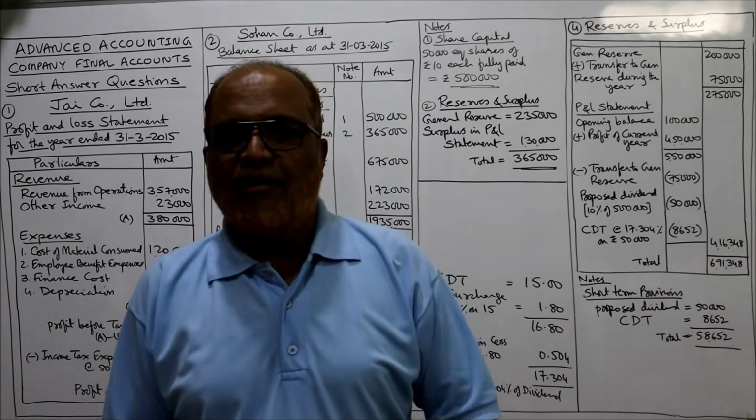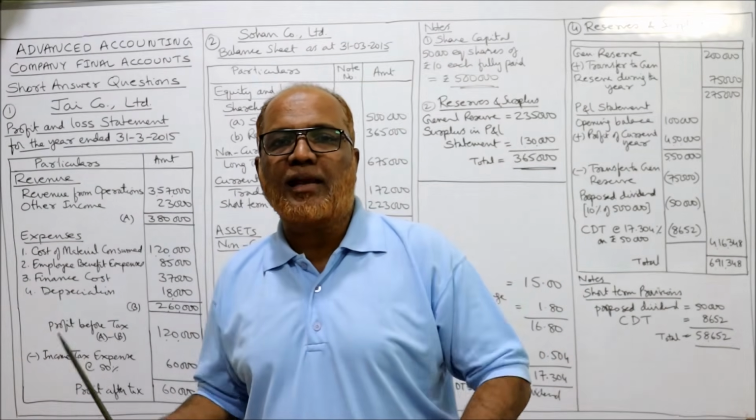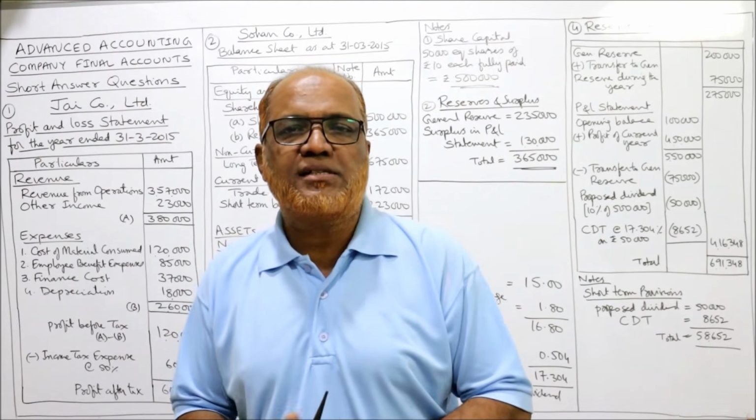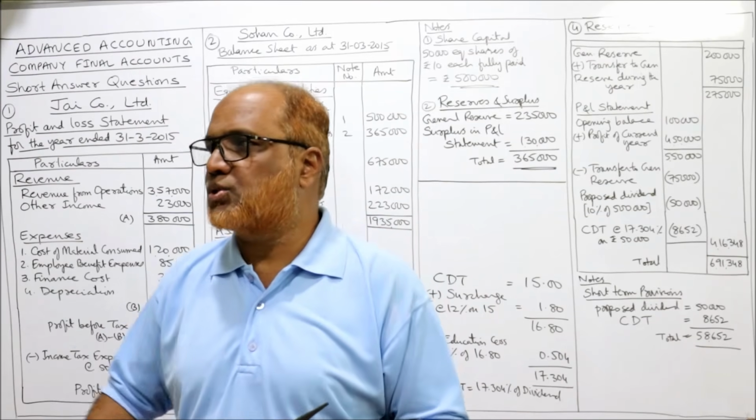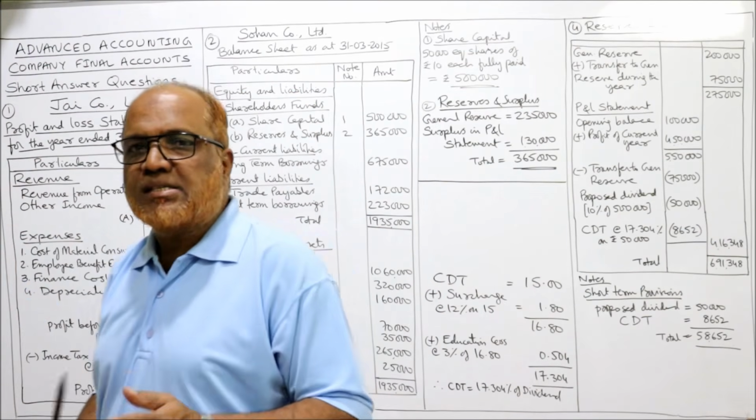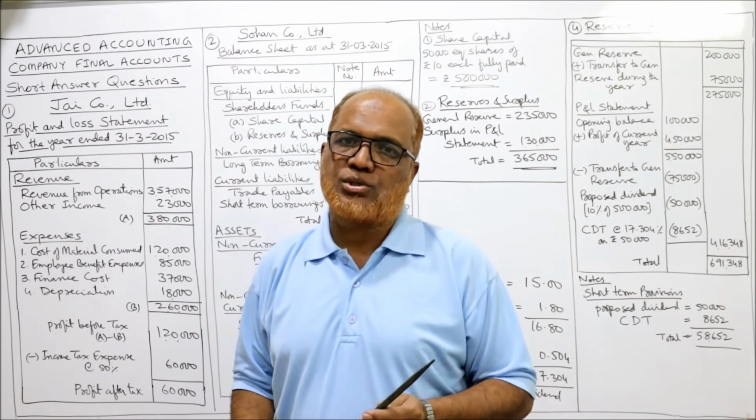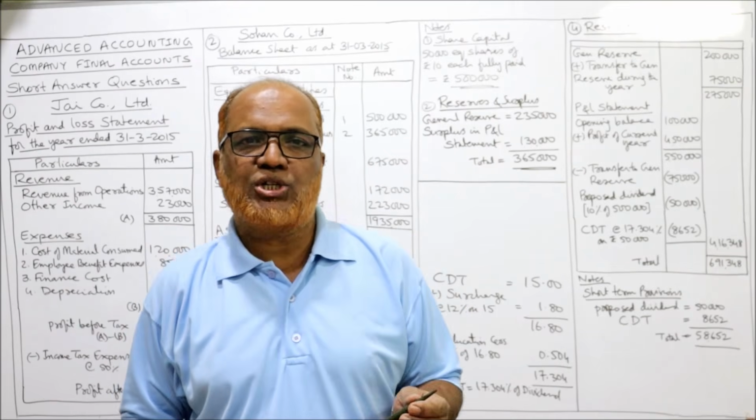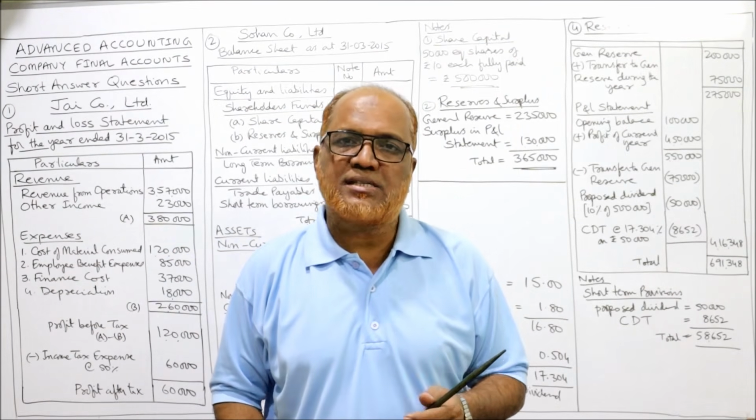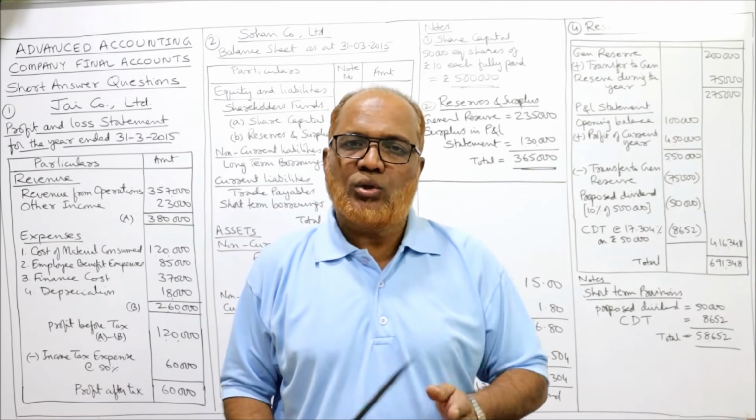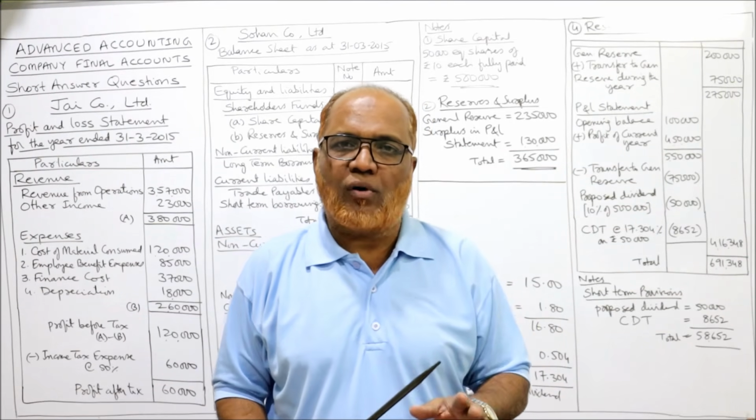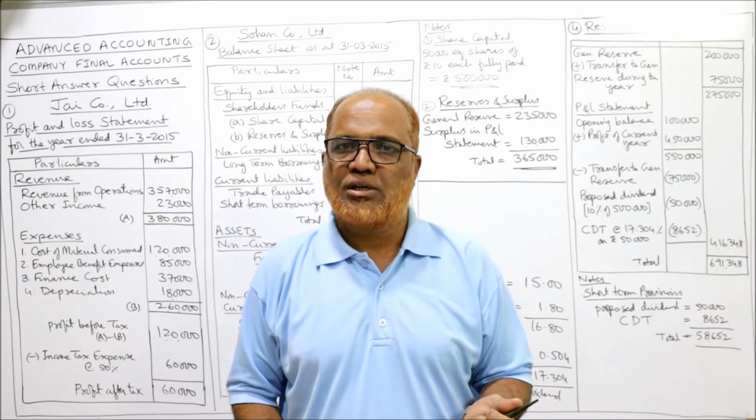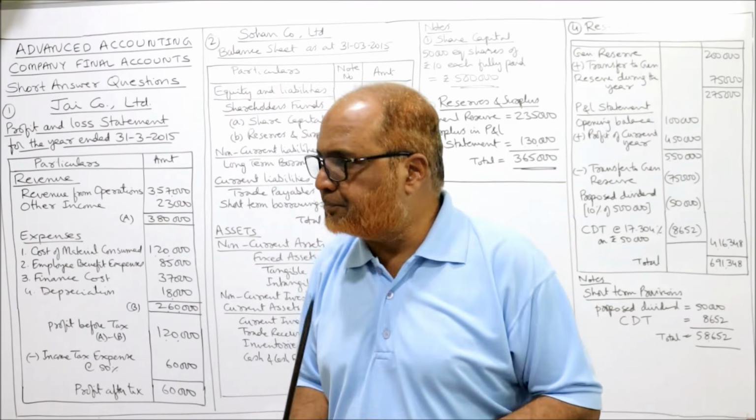Hello students, welcome back to the classes of Advanced Accounting, Company Final Accounts. In the previous sessions we have discussed the theory of company final accounts. Now we'll start the problems on company final accounts. In theory, we have already discussed the format of the profit and loss statement and balance sheet of a company according to Companies Act 2013. So we have discussed in detail the complete format and all the items which come in the profit and loss statement and balance sheet. Now we'll start the problems.